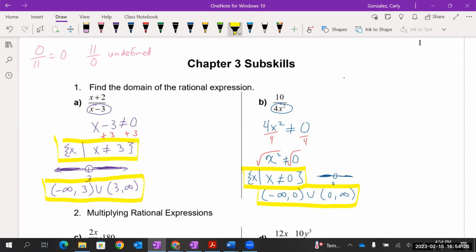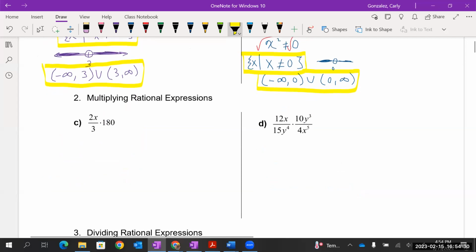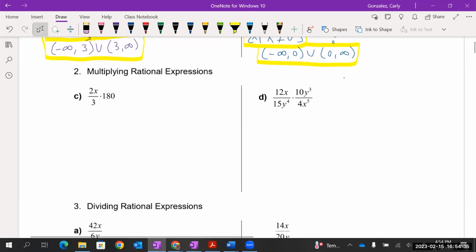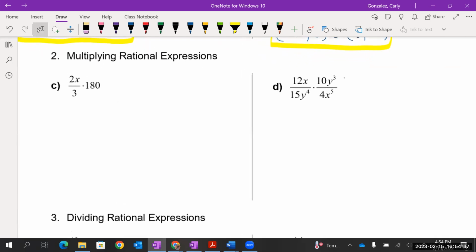So now we're going to move on to some operations on rational expressions, and we will start with multiplying rational expressions. I just noticed I'll label this A and B instead of C and D.